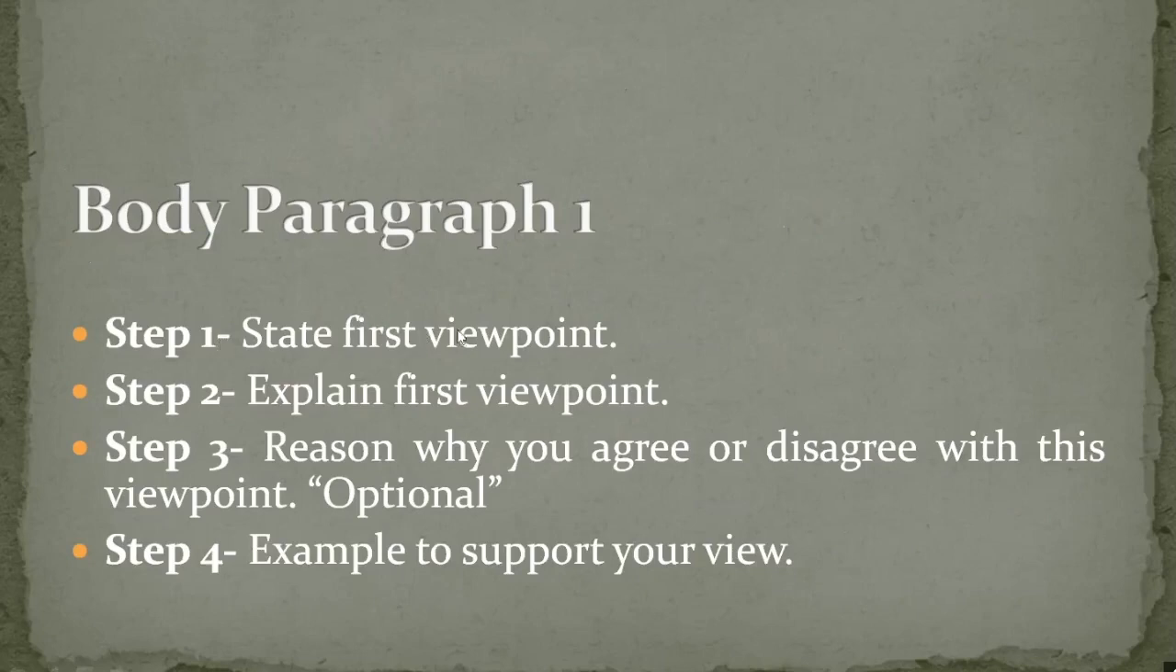Okay, body paragraph 1. What do you do? You state the first opinion, you explain it, and then you mention the reason why you agree or disagree with this opinion. This is optional because you can do it here in body paragraph 1, or you can ignore it completely and leave it to the conclusion.